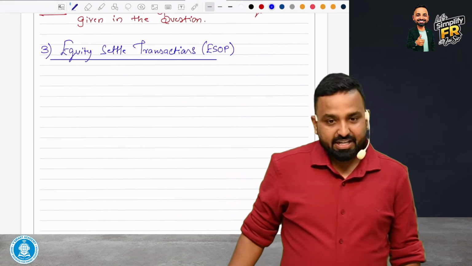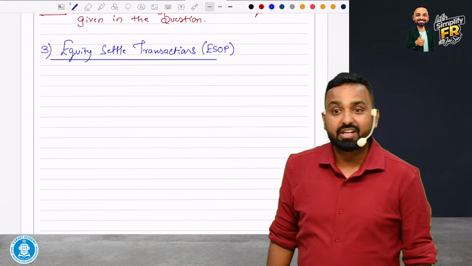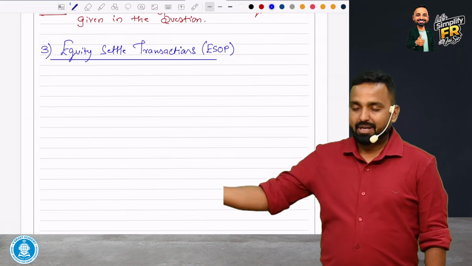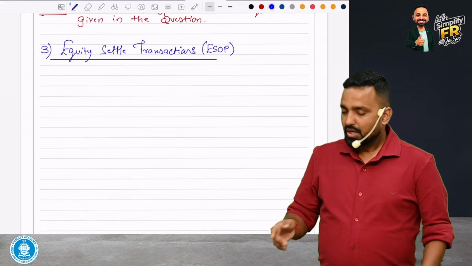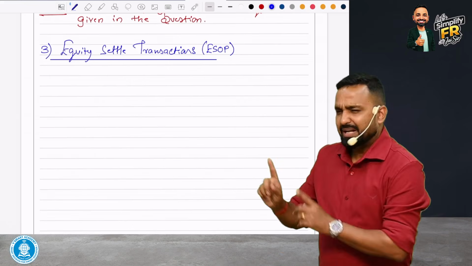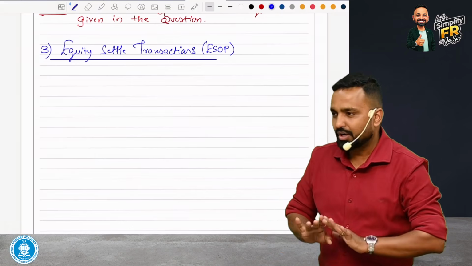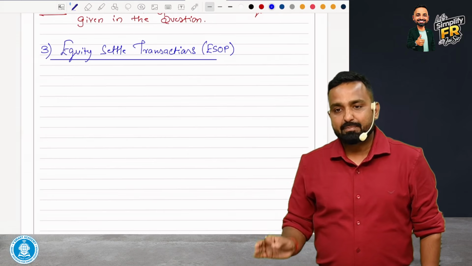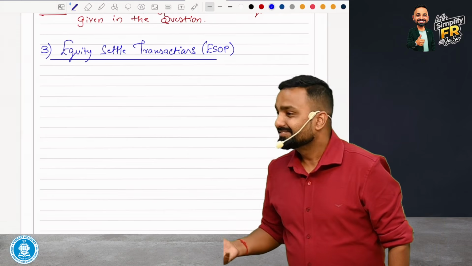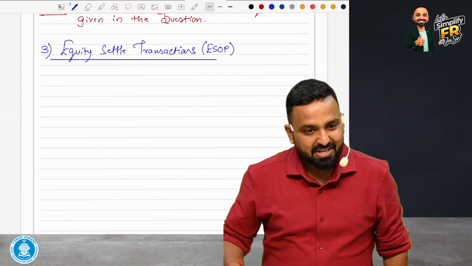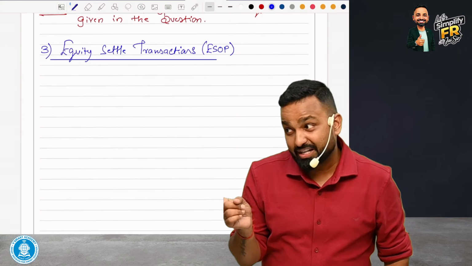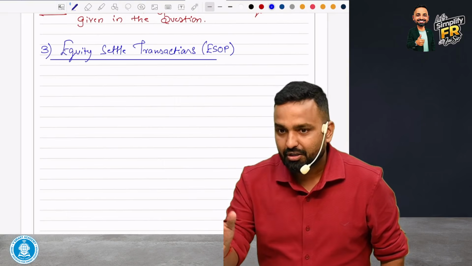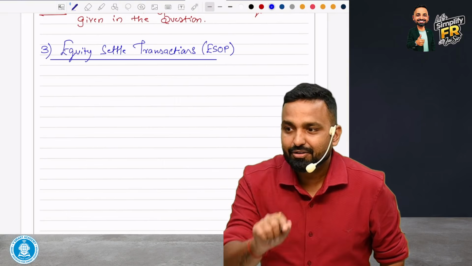So tell me again. Now, the final entry. What is the final entry? Employee benefit expense account debit to, now let's name it as per Ind AS. Not ESOP payable, not reserve and surplus. Let's name it as per Ind AS: share based payment reserve. Because we have already understood the format, SBP reserve, share based payment reserve, SBP reserve in short. Where will you keep this SBP reserve?